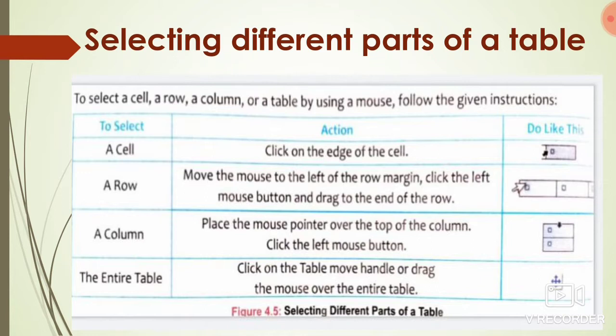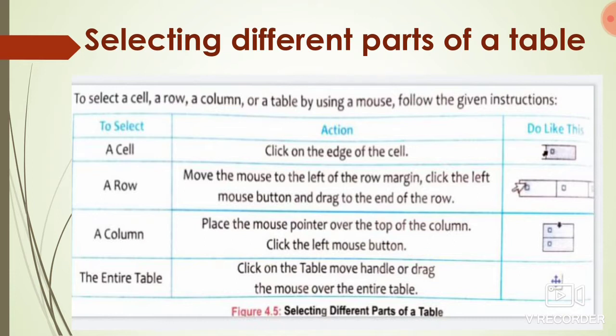How will you select a row? Move the mouse to the left of the row margin and click the left mouse button and drag to the end of the row. How will you select a column? Place the mouse pointer over the top of the column, then your cursor will change into a black arrow. Then simply click on it, then the whole column will be selected.